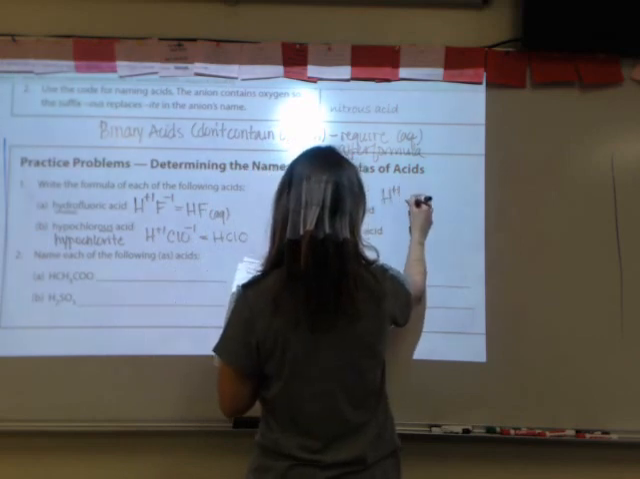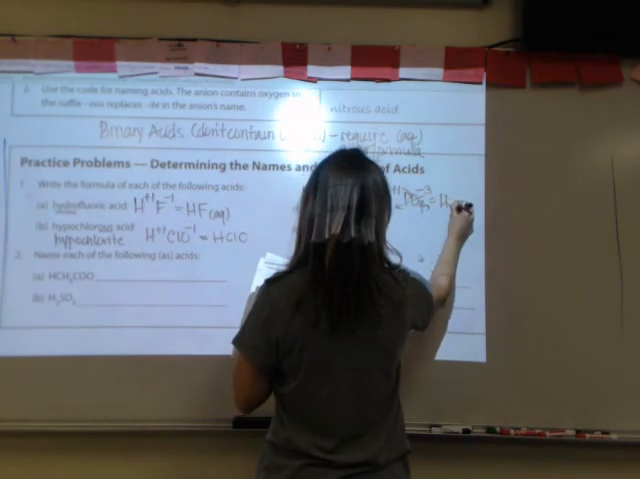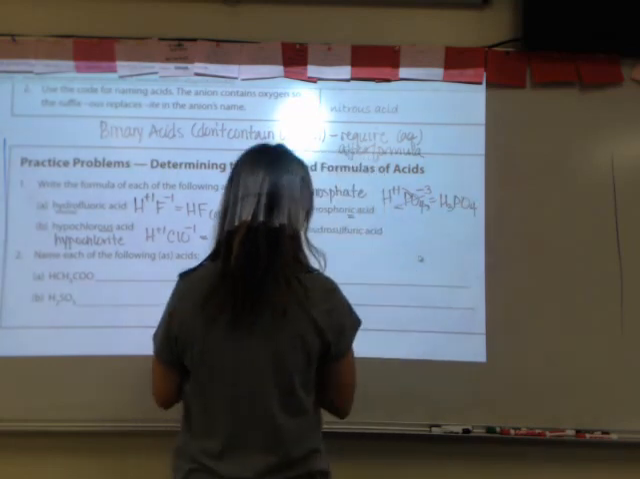Phosphoric acid, if it ends in ic, that means you started with phosphate. So acids begin with hydrogen. The phosphate ion is PO4 -3. Cross the charges, you get H3PO4.